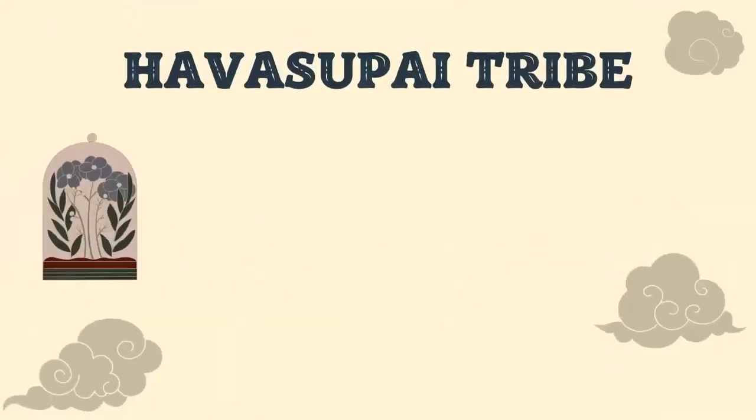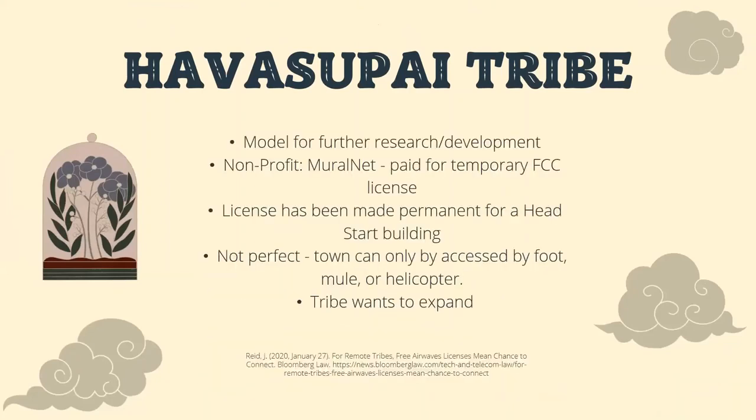The Havasupai tribe in Arizona is located at the bottom of the Grand Canyon. It can only be accessed by foot, mule, or helicopter. They were granted a temporary license to use the educational broadband service. It was paid for by a nonprofit known as MuralNet.